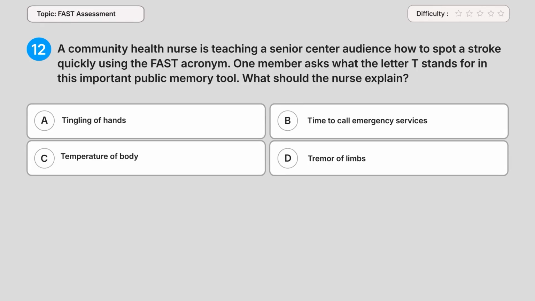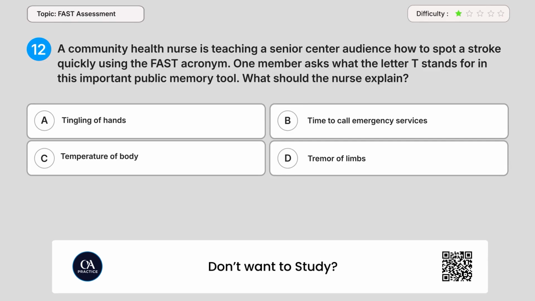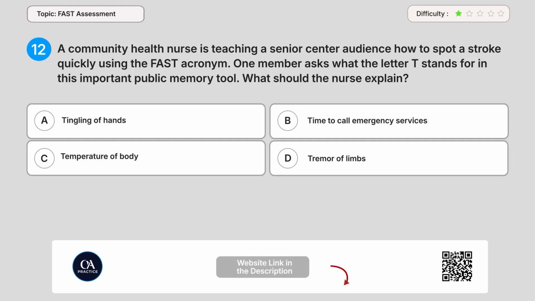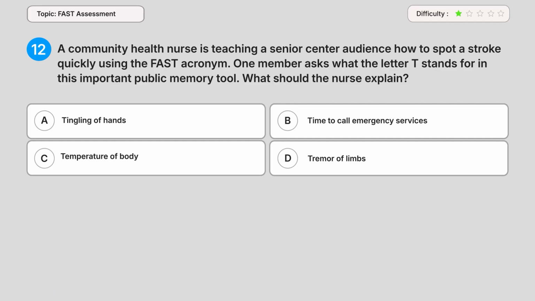12. A community health nurse is teaching a senior center audience how to spot a stroke quickly using the FAST acronym. One member asks what the letter T stands for in this important public memory tool. What should the nurse explain? A. Tingling of hands. B. Time to call emergency services. C. Temperature of body. D. Tremor of limbs.